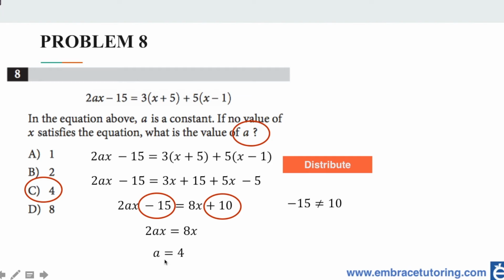Your master tip is to pay attention to the fact that if it says if no value of x satisfies the equation above, it means you want to make the other parts of the equation unequivalent and then match up the a's and the x's to become equivalent, because no matter what they do, the entire equation will not be equivalent. And that's essentially what the question is asking you.